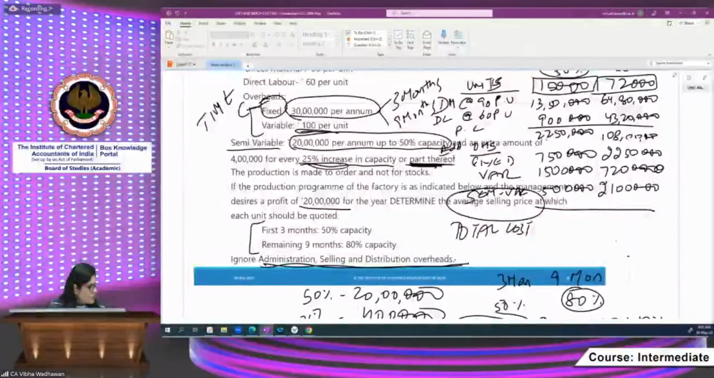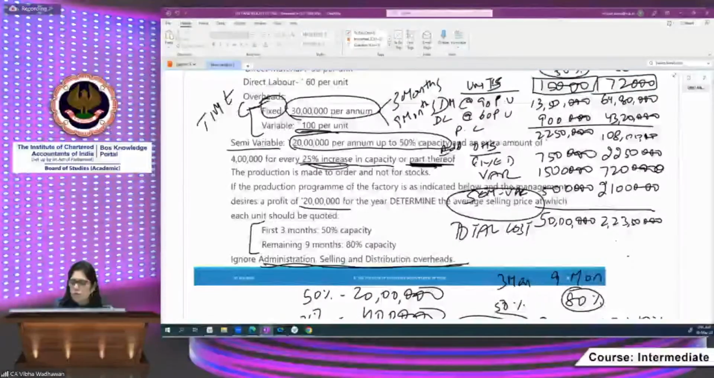Calculate total cost, please. Total cost for 50%. Okay, very good. Mayur has calculated for the first 3 months, the total cost is 50 lakhs. And for the 9 months, 2 crore 23 lakh 50,000.